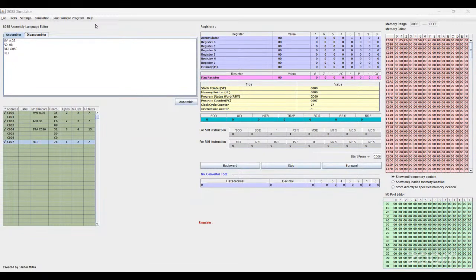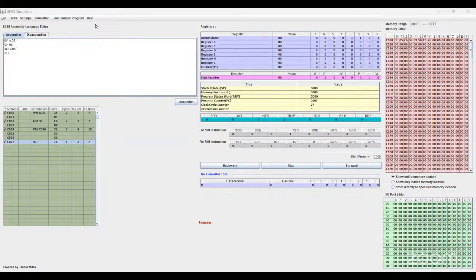INR M is also possible. So it will be incremented only by 1. If it is 65, then it will become 66. That's it. Then the instruction INX R. Here R is any register pair, that is the HL pair, DE pair, and BC pair. So the pair is incremented by 1 only by this instruction. INX H means if it is 2500, then after INX H, it will become 2501.